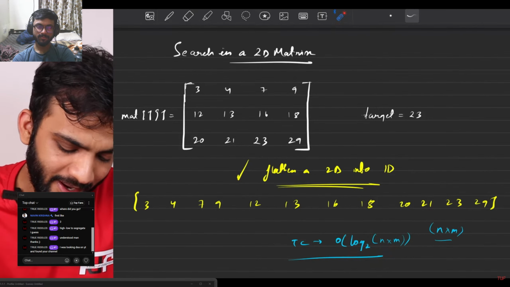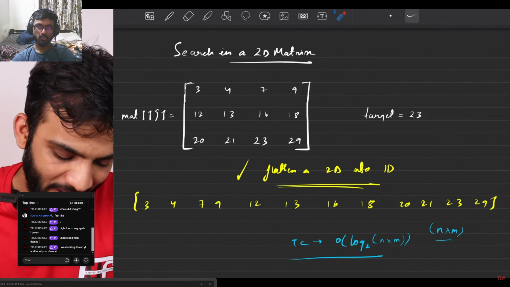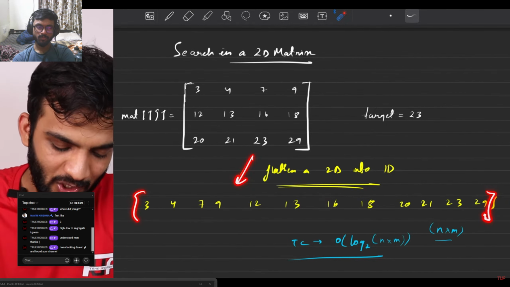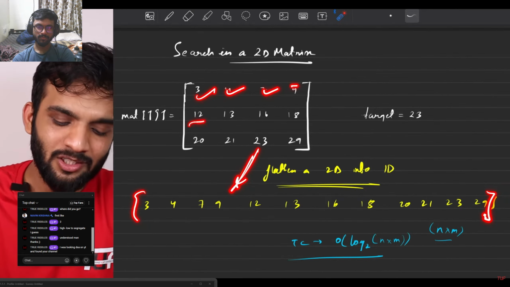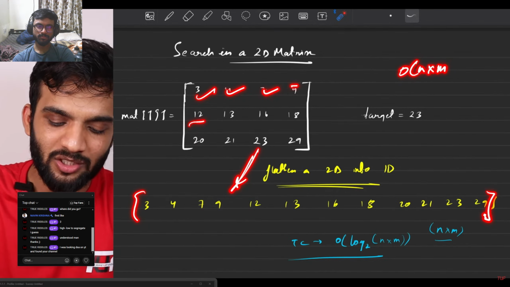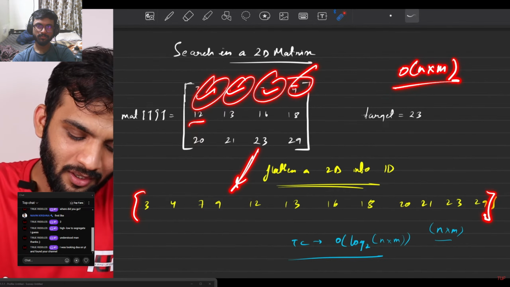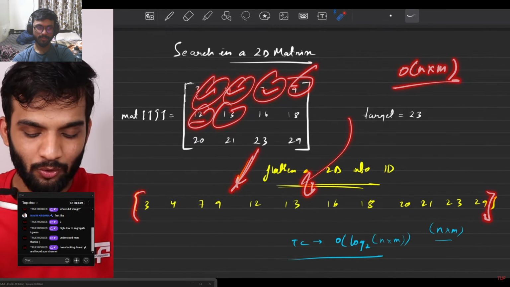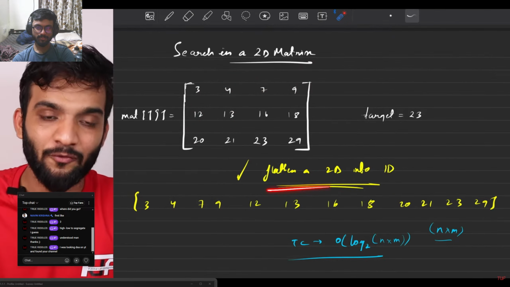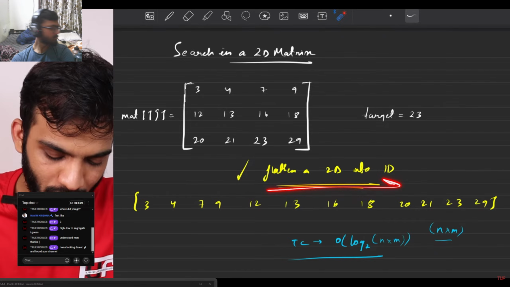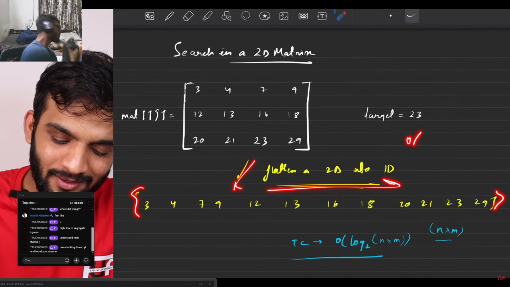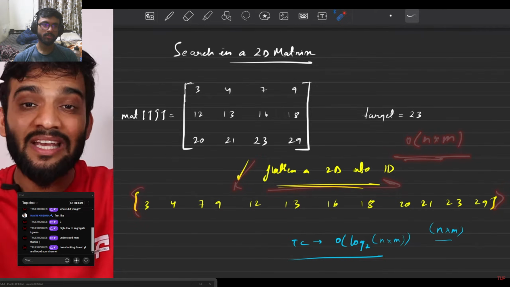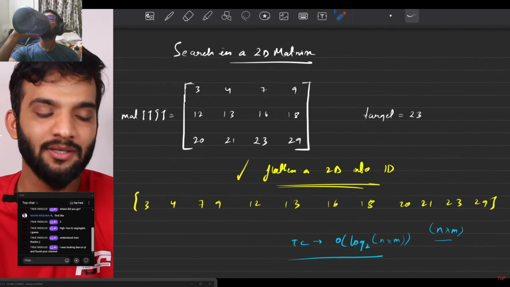Now, if you go and flatten it into an actual 1D array, that will be of no use, because in order to flatten every element, you will end up taking big O of n cross m, because you'll go through every element and put it into a 1D array. So technically, you cannot flatten it in the real world, because the flattening process will take n cross m. So you should not flatten it. Just think of it in your brain: how can you flatten it?